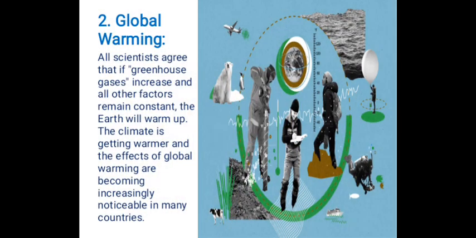The second one is global warming. All scientists agree that if greenhouse gases increase and all other factors remain constant, the Earth will warm up. The climate is getting warmer and the effect of global warming is becoming increasingly noticeable in many countries.